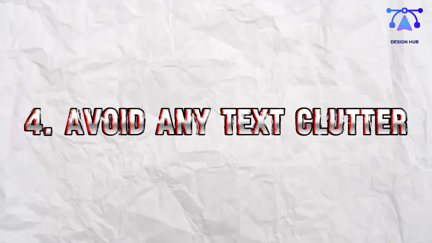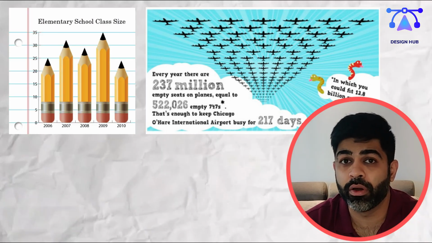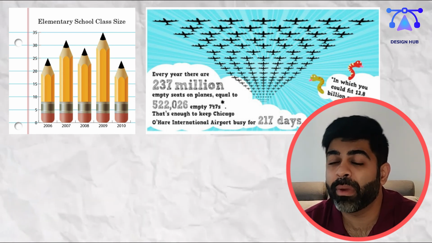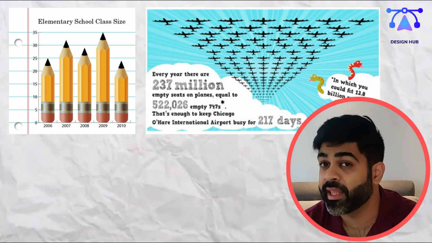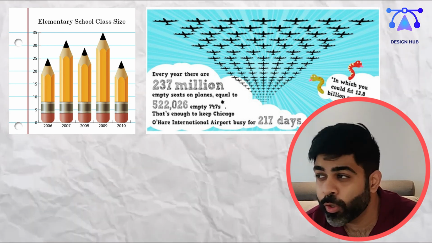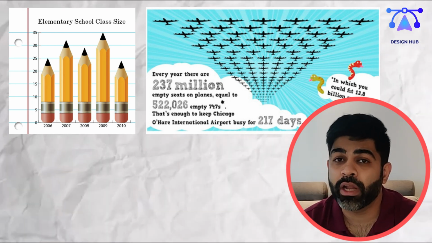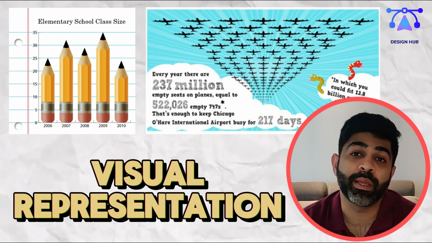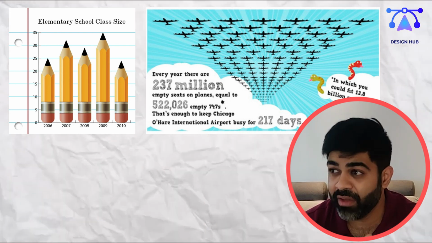Number 4, avoid any text clutter. The best infographics display a good balance of textual and graphic content. Now, this one image over here, one has text but no graphic to support it. In the other one, there is graphic but there is no explanation. What do I make of those pencils? Infographic is more like a visual representation of information. I really love this one.